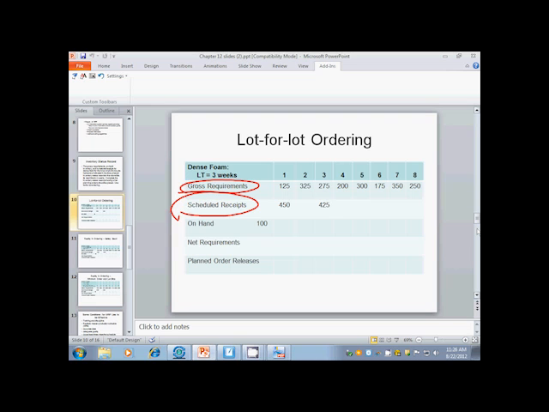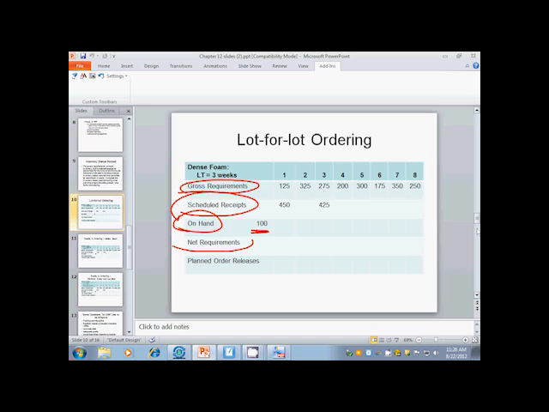On hand is the only thing that's listed at the end. How many are left over? This has a number written before the time buckets, and that's that last time period, that last time bucket. In this case, there were 100 left over that we have on hand. We have available to use 100.